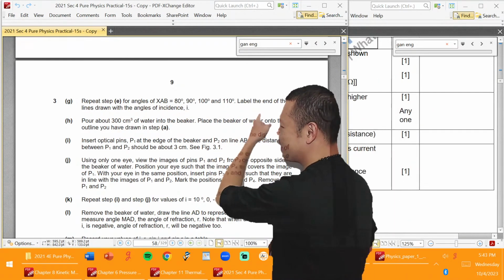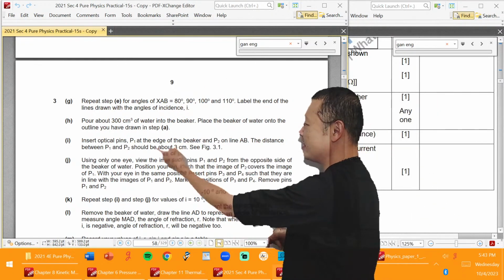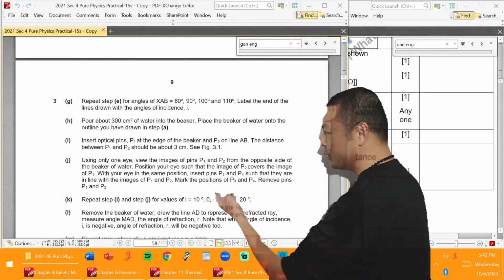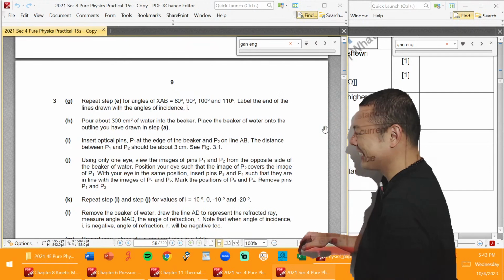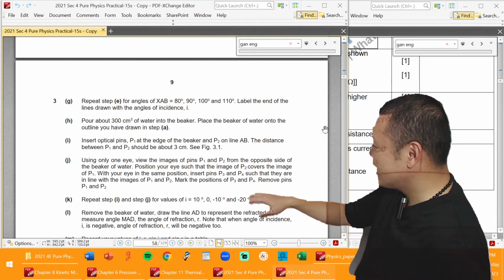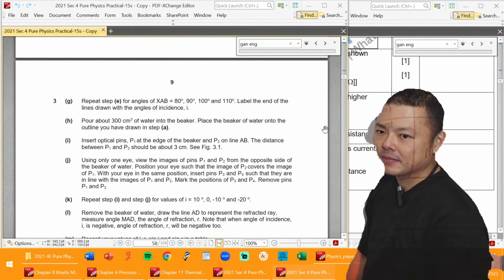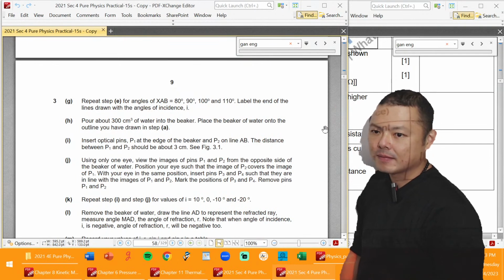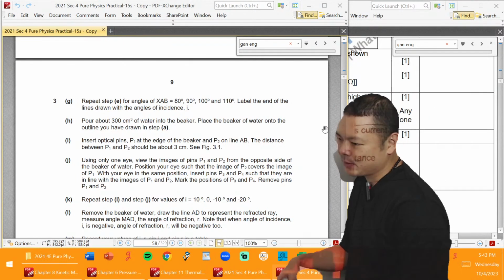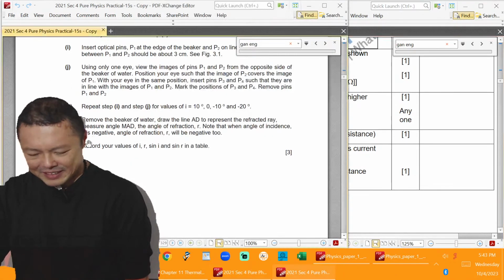So do all this first, then you pour the water, okay? Then you do the optical pins. Then using only one eye, and using the same eye, okay? One thing you have to say is using the same eye. So the distance between P1 and P2 should be about 3 cm. Then you do 3 cm, okay? But usually it's 5 cm. This is a bit strange. The person who said this one is a bit strange. No, really, a bit not the same.